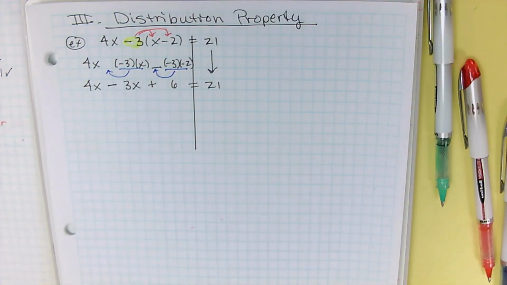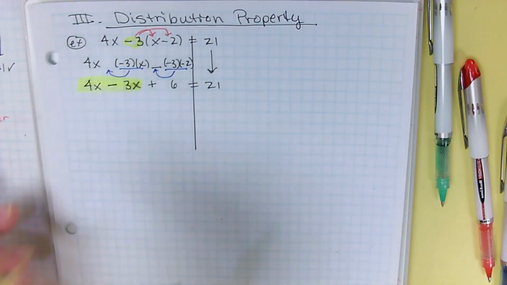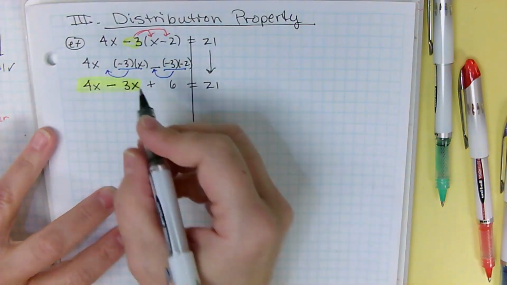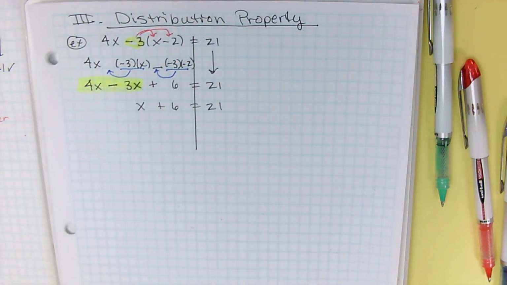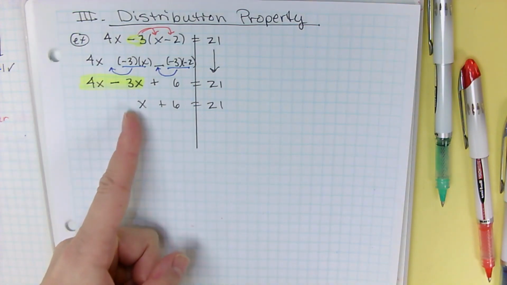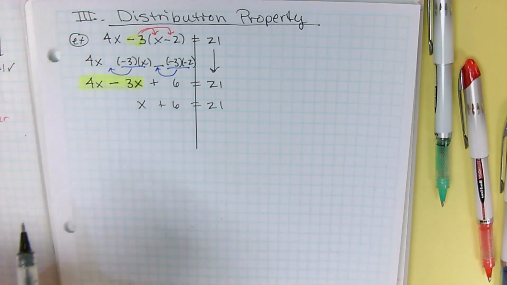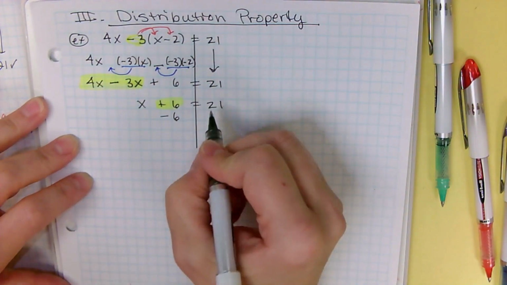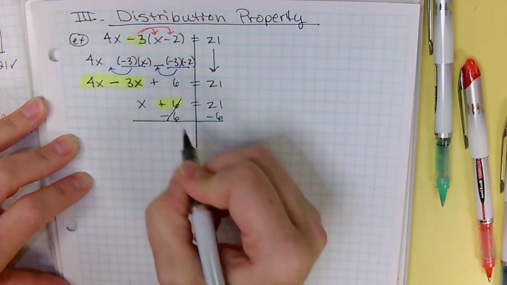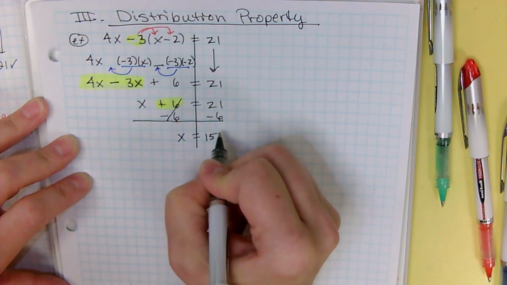Okay, so now that you've used distribution property, most of the time there's going to be something to add together. In this case, adding like terms, yes. 4x minus 3x is 1x. Just a 1x. You can put the 1 in if you like it. All right, we've simplified. Now ready for add or subtract. X is left. We're good. Number's right. That 6 needs to move. The opposite of a positive 6 is a negative 6. So we get x equals 15.